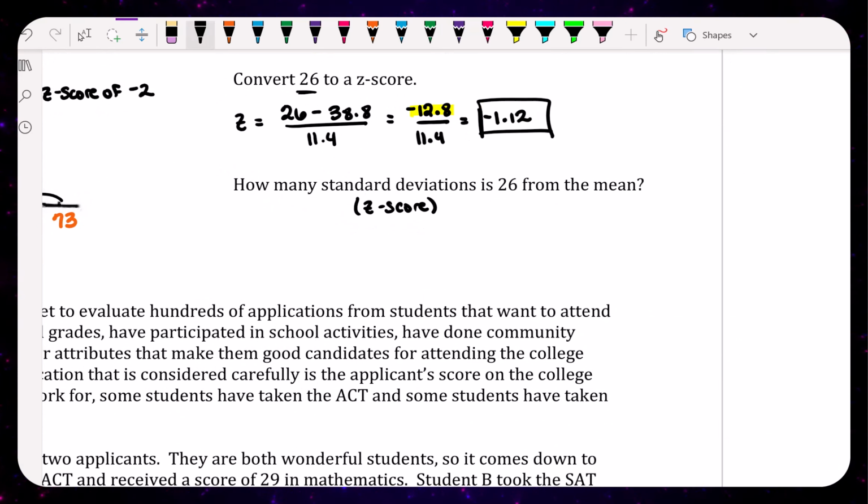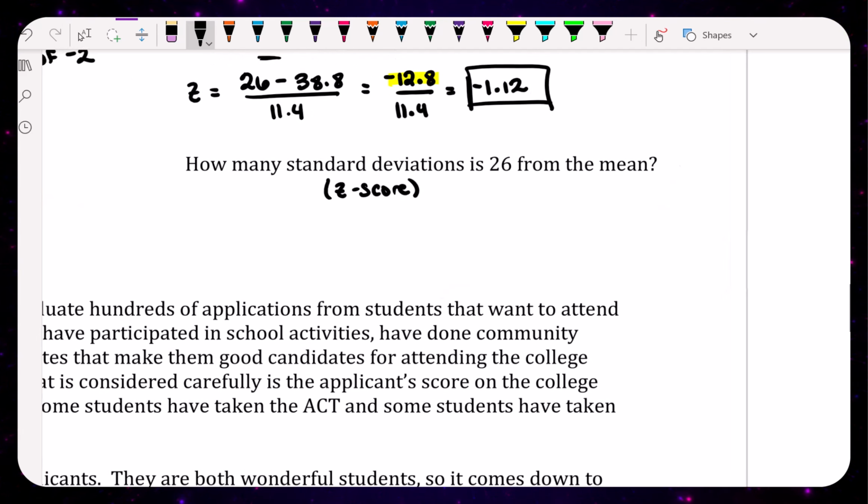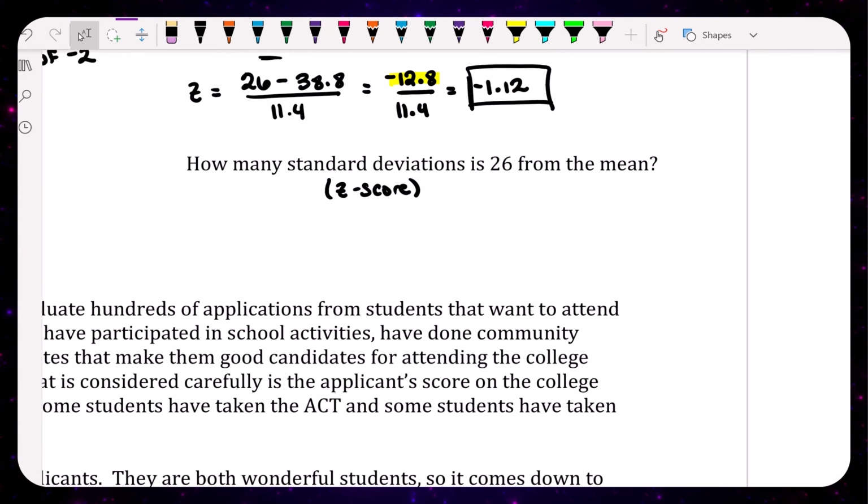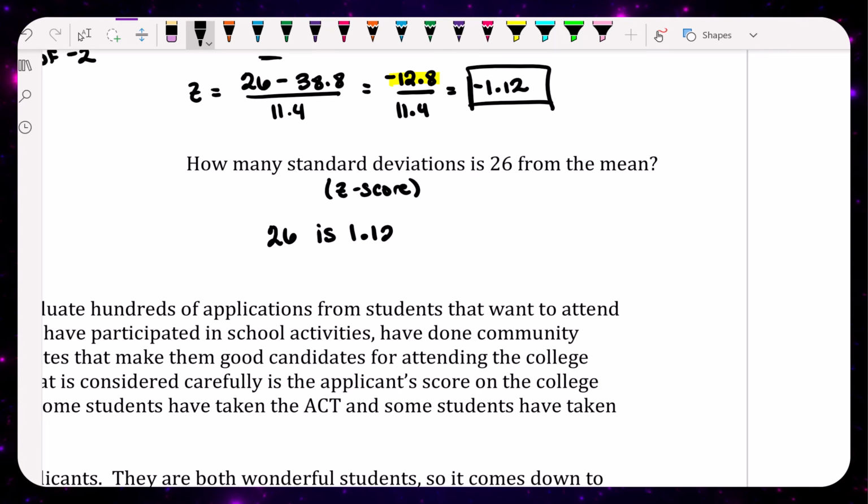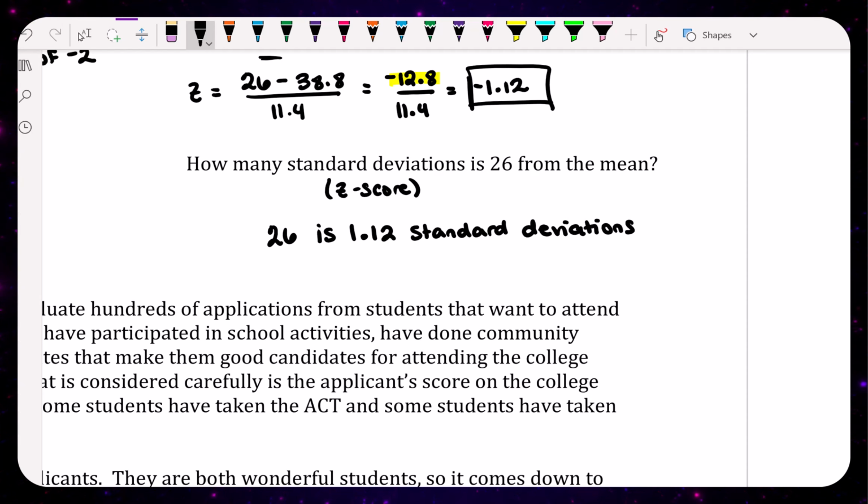So the second part of the question is just asking you how many standard deviations 26 is from the mean, and we just found the z-score. So we just need to write in words what that z-score means. So 26 is 1.12 standard deviations. Now here's where you need to use your positive or negative. So since it's negative 1.12, we're going to say below the mean. That's all you got to do.